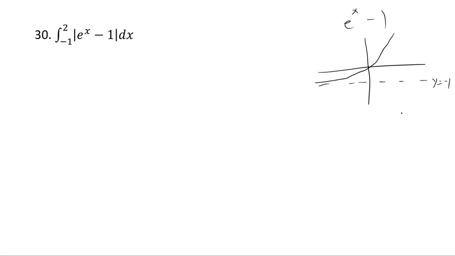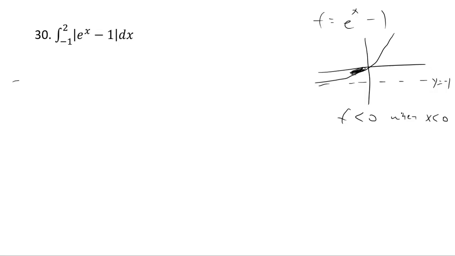Okay, so this function, let's call it f. f is negative when x is less than 0. So when it's negative, this portion over here, as I said, we need to make the area positive. So we flip the sign. That's all we need to do.